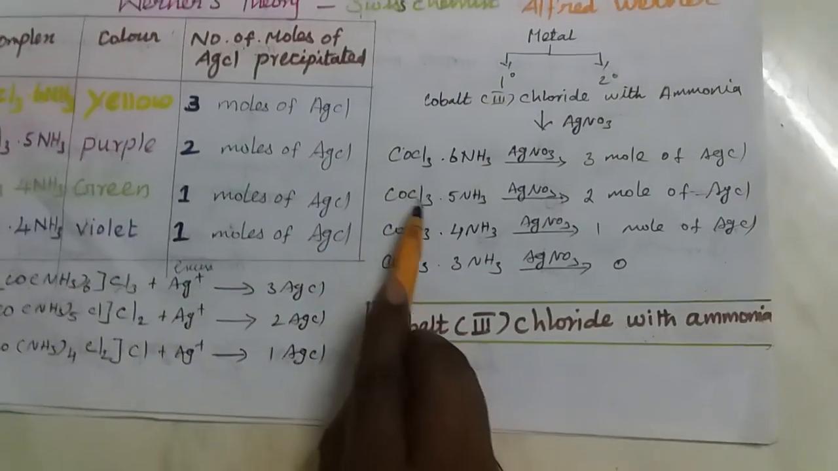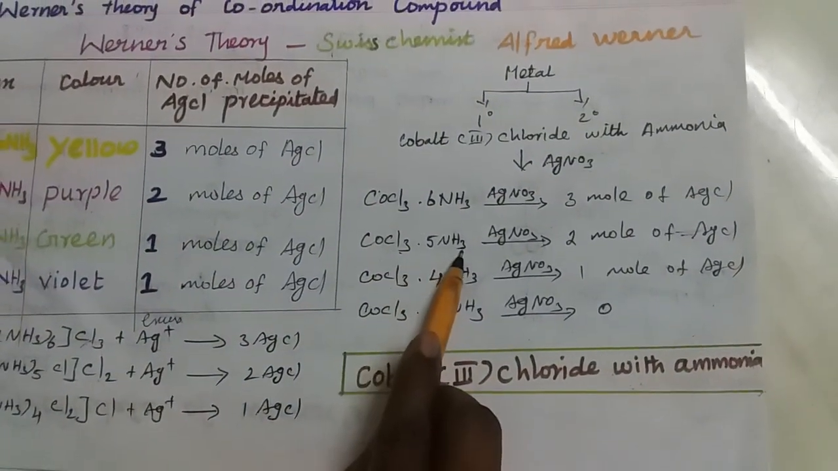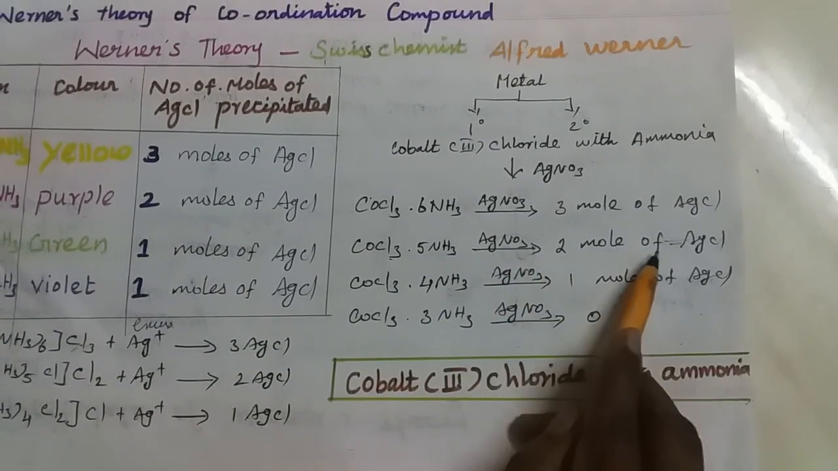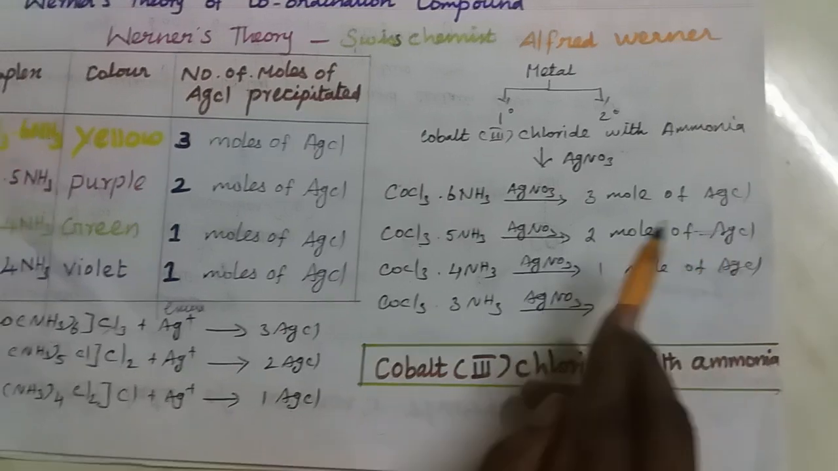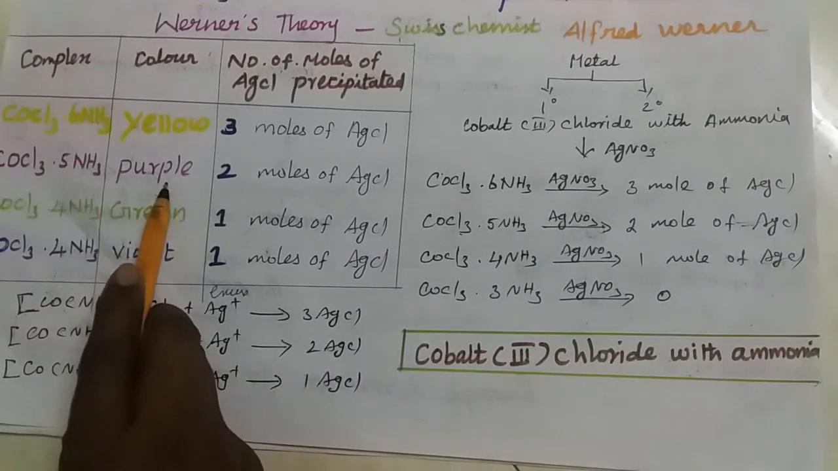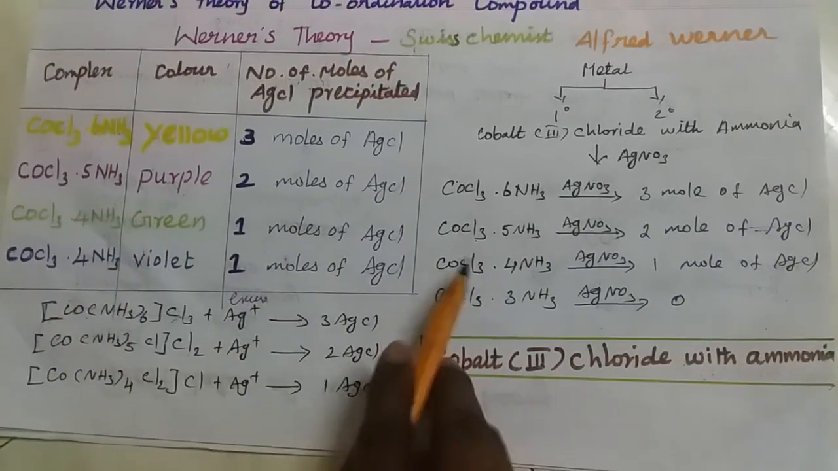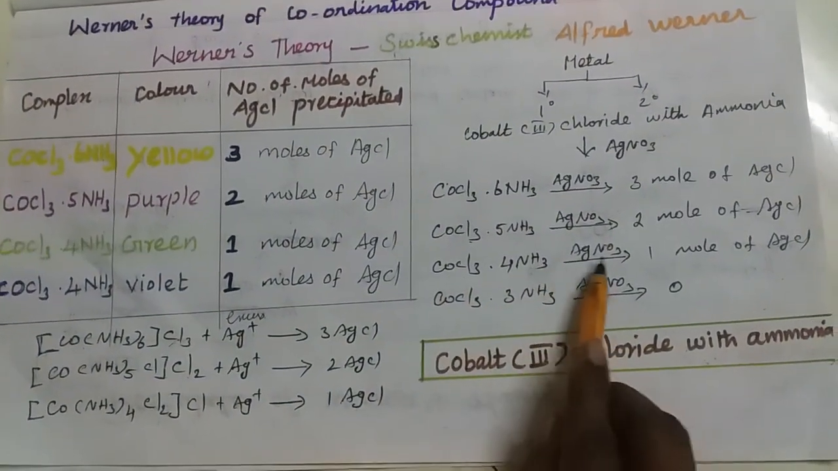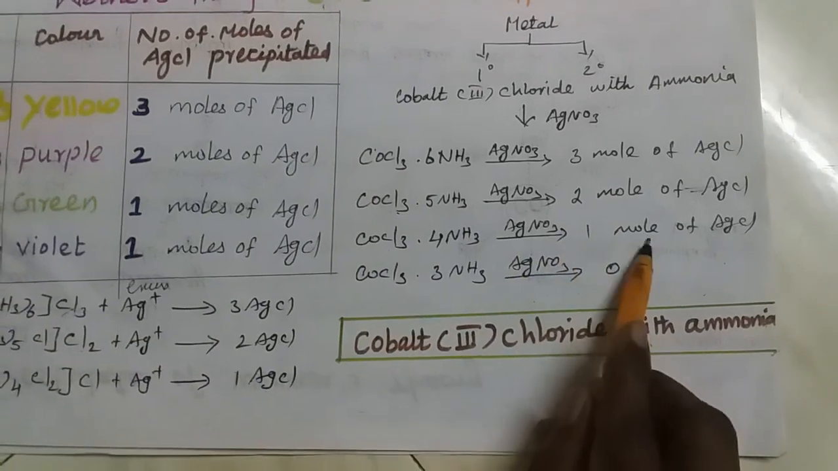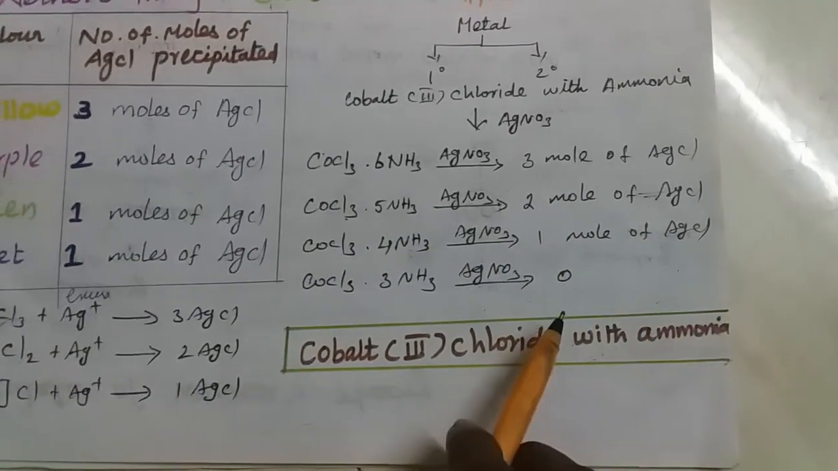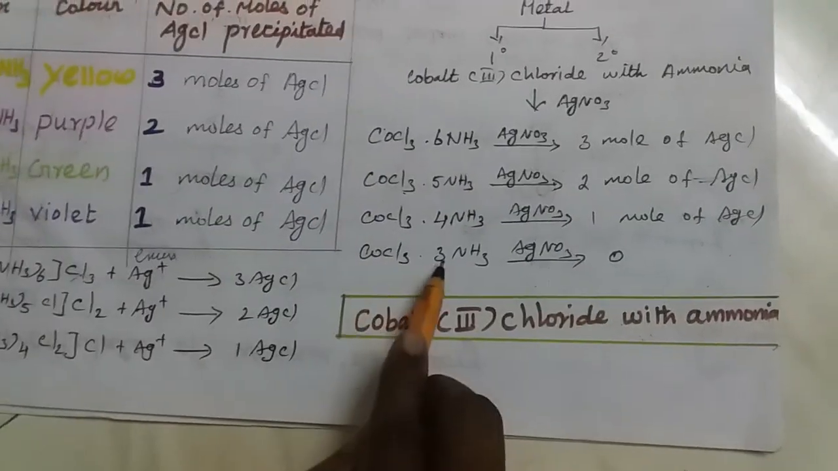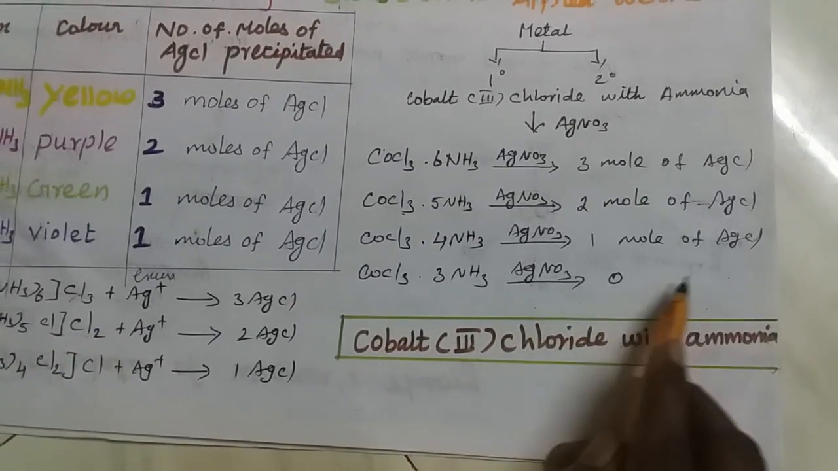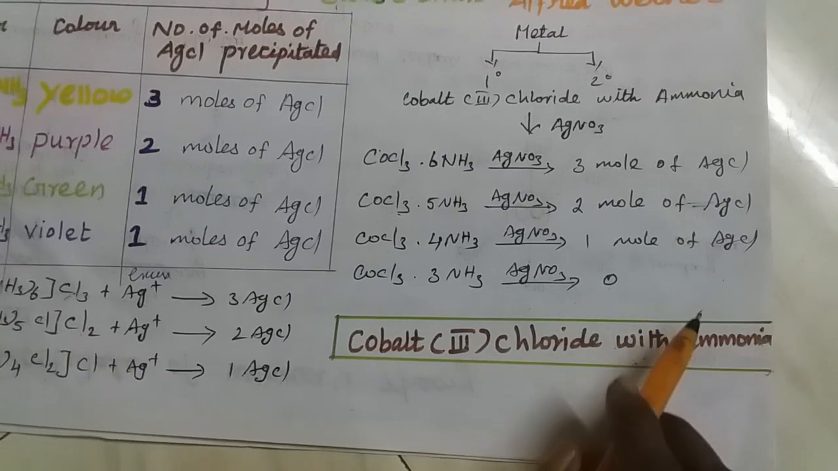Second, CoCl3·5NH3. By adding AgNO3, he got 2 moles of AgCl precipitate. The complex turns purple in color. Another case, CoCl3·4NH3. By adding AgNO3, 1 mole of AgCl formed. Next, CoCl3·3NH3. By adding AgNO3, no AgCl formed.